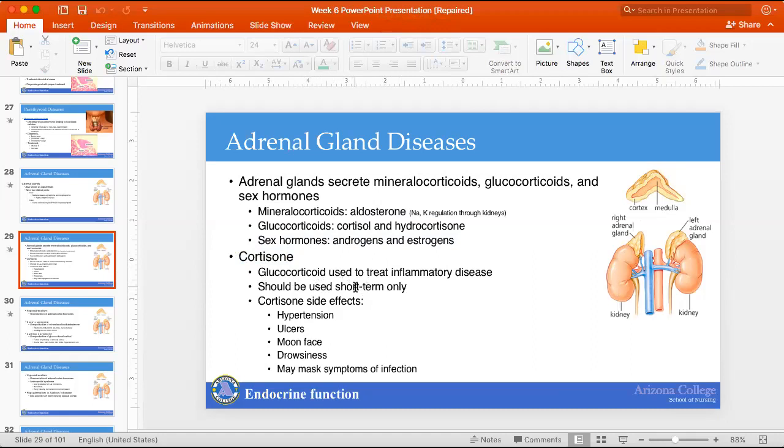It is very effective for treating pain, but some of the side effects of it are hypertension, ulcers in the stomach, a moon face, which is a round face in appearance, drowsiness, and it may mask symptoms of infection. So if there's infection in the joint itself. And actually, one of the ones not listed here is that it leads to more brittle bones. So it's a lot easier for someone to break their bone.